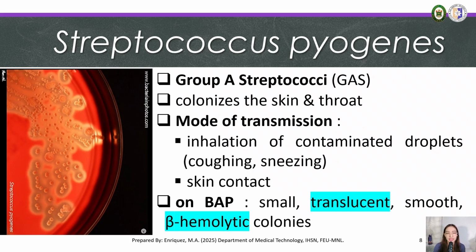Next, again, their colony morphology has been described to be small or pinpoint, right? If you would remember from the previous slide, small or pinpoint. They are translucent and they are beta hemolytic. So notice that they don't produce any pigment, right?